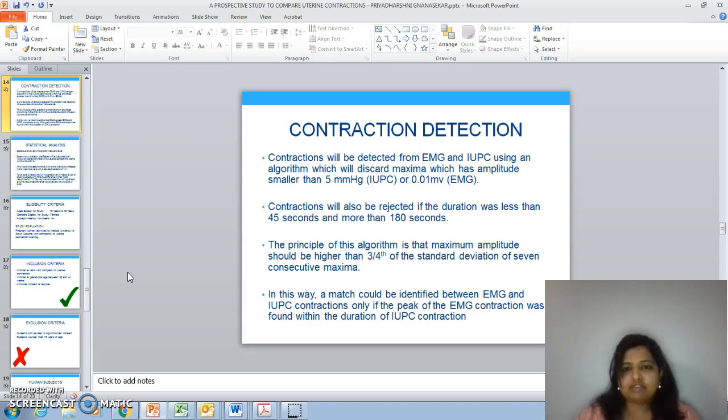How are we going to do contraction detection? The contractions will be detected from EMG and IUPC using an algorithm which will discard the maxima with an amplitude smaller than 5 mmHg or 0.01 MPa. Contractions will also be rejected if the duration was less than 45 seconds or more than 180 seconds. The principle of this algorithm is that the maximum amplitude should be higher than 3/4 of the standard deviation of 7 consecutive maxima. In this way, a match could be identified between EMG and IUPC contractions only if the peak of the EMG contraction was found within the duration of the IUPC contraction.